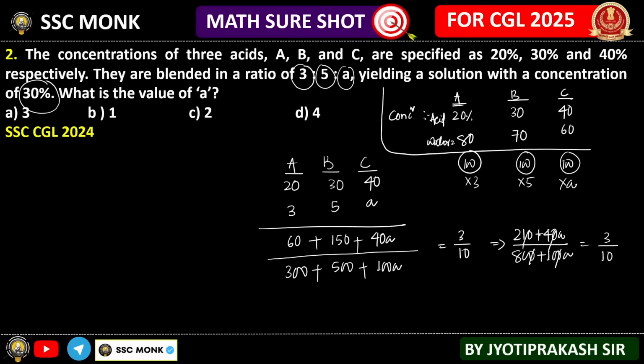Okay. So here 21 + 4A, 10 will be cross multiplied. So 40A + 210 after the cross multiplication. Here 80 into 3, 240 + 30A. 30A will come to this side. So 10A is equal to 240 minus 210, that is equal to 30. So the value of A is equal to 3. Answer option A.